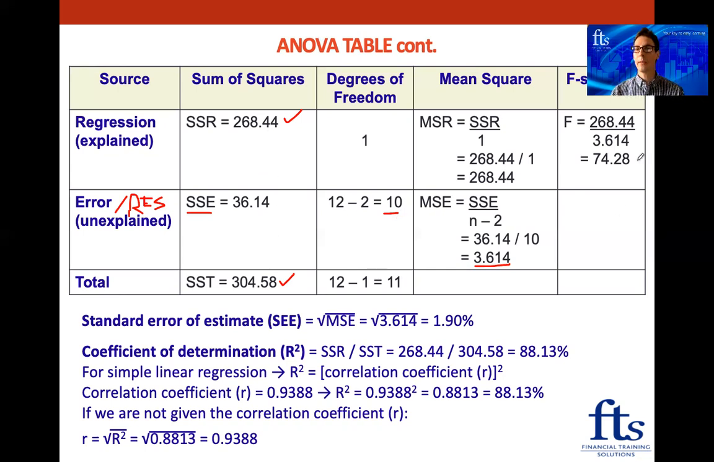And here comes the F-stat. We're going to talk about it more on the next slide, but just for now, we can see it is the MSR over the MSE, so it comes out at 74.